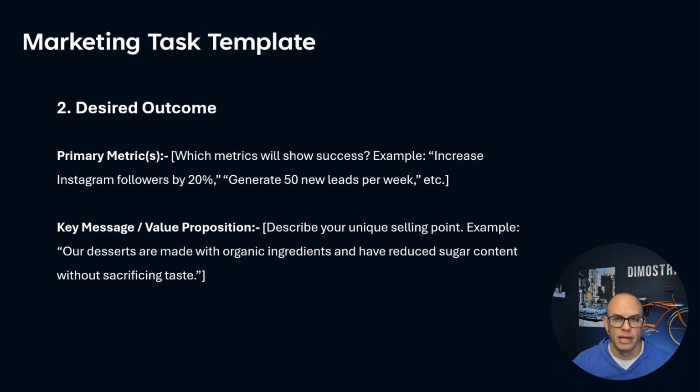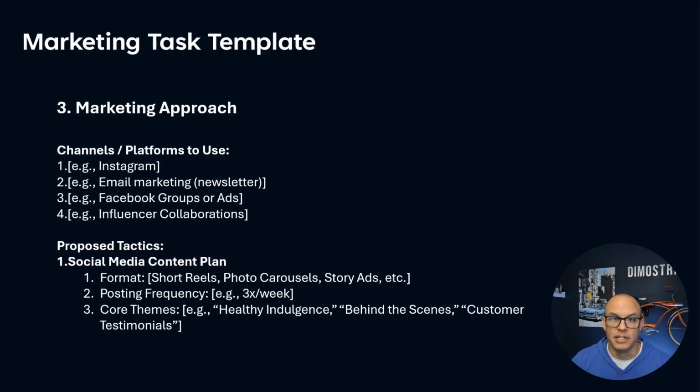Okay, these are great examples. Now what's going to be our key message or value proposition? Describe your unique selling point. An example could be, our desserts are made with organic ingredients and have reduced sugar content without sacrificing taste. Next, I'm going to detail the marketing approach, and this will have several steps to it.